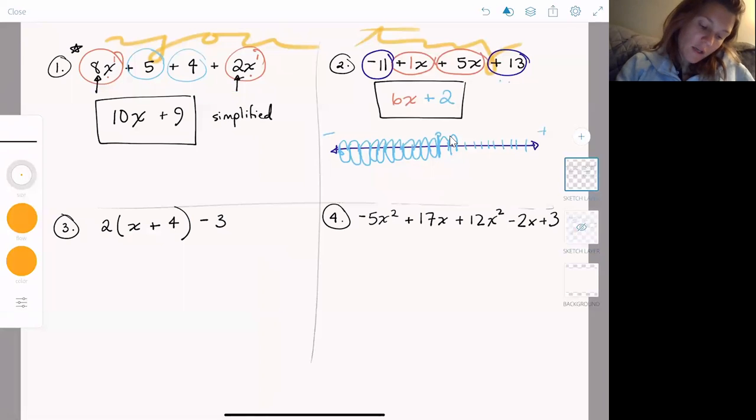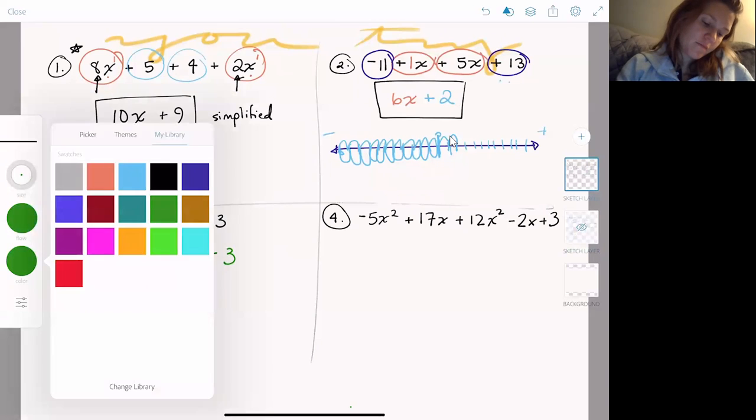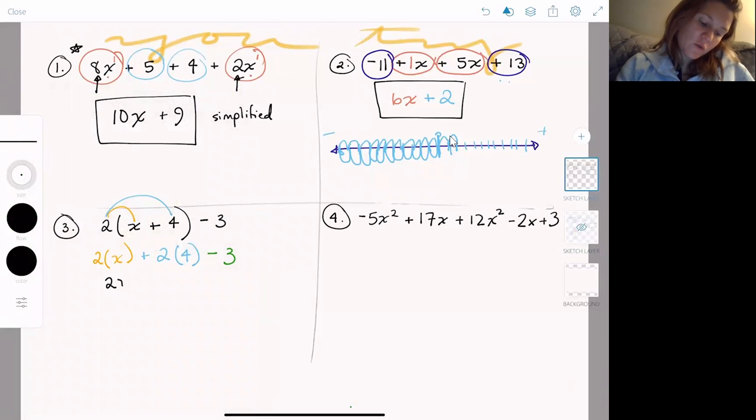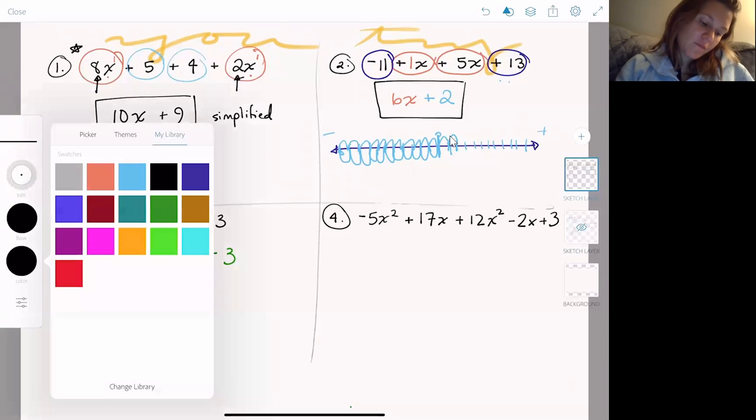All right, so here I've got 2 times x, and then 2 times 4, and then I've got my minus 3. I simplify. 2 times x is 2x. 2 times 4 is 8. And carry the minus 3.